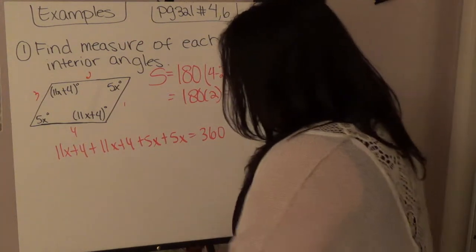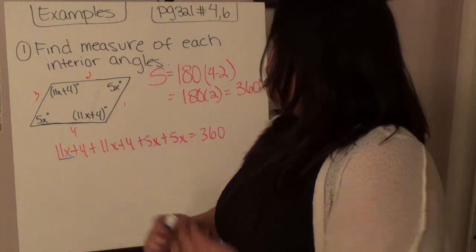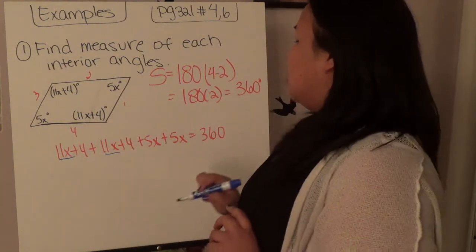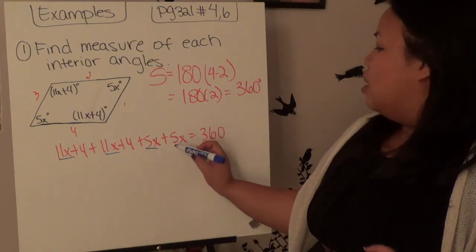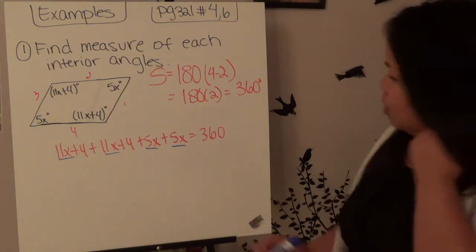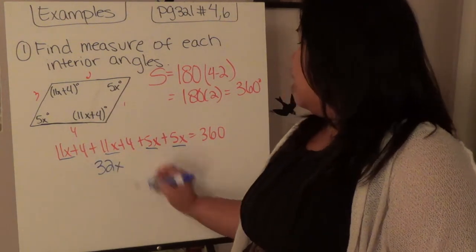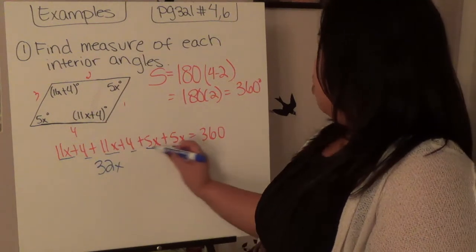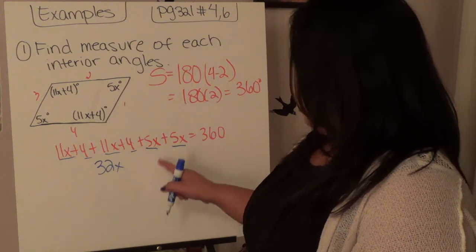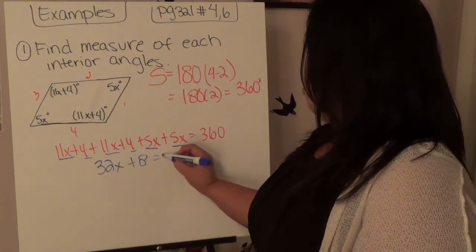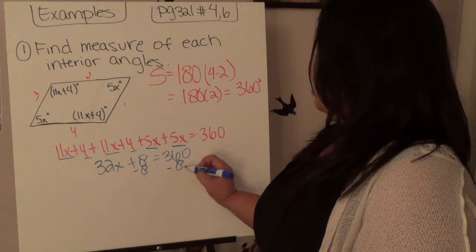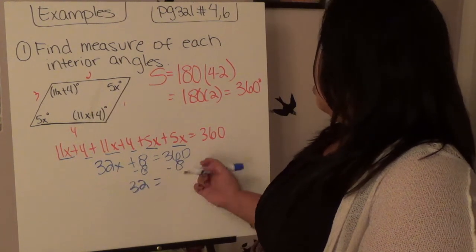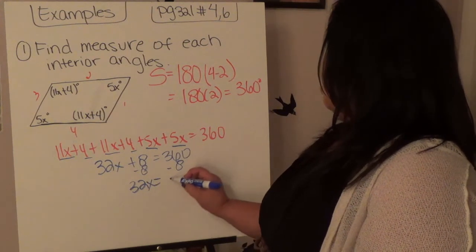Alright, so I'm going to go ahead and add this up. I'm going to add up like terms. So 11x and 11x is 22x, plus 5x is 27x, plus 5x is 32x. So I have 32x. Then I have 4 plus 4, which is 8. 32x plus 8 equals 360. Then I'm going to subtract 8 from both sides, and I have 32x equals 352. Now I'm going to divide both sides.